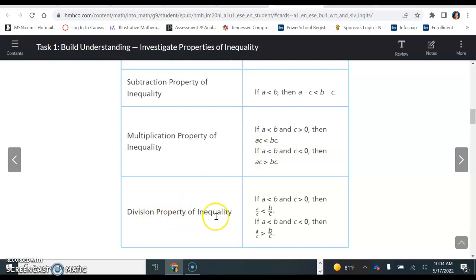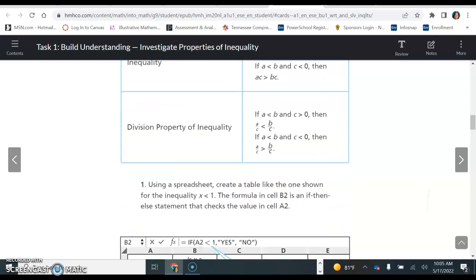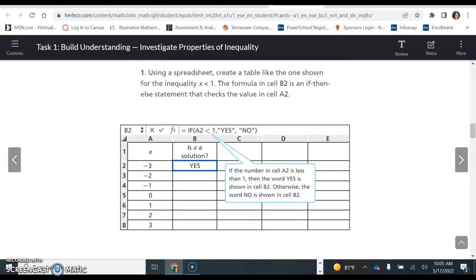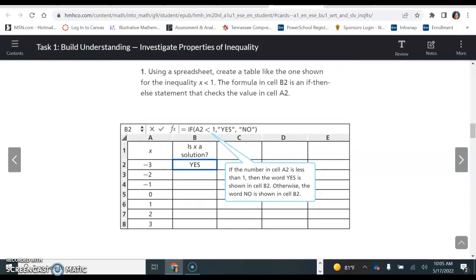Division property will work the same way. If C is greater than zero, nothing changes. If C is less than zero, or if C is negative, when you divide by C, you have to flip the inequality. So that's the only difference in inequalities from equations.